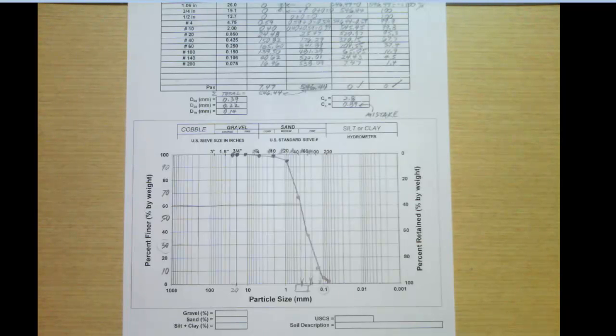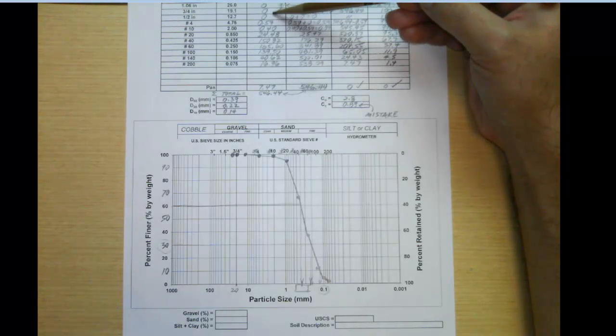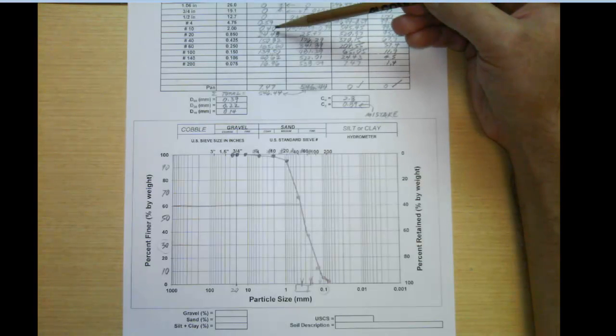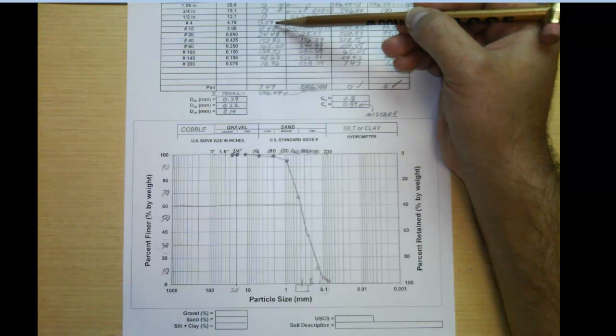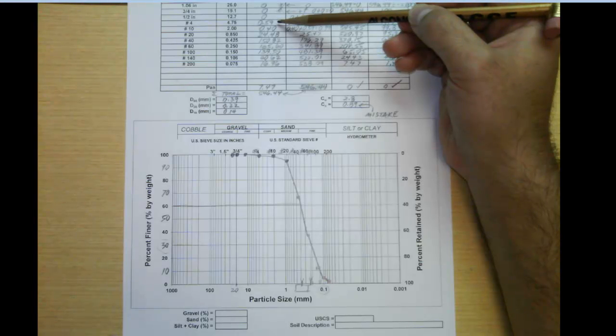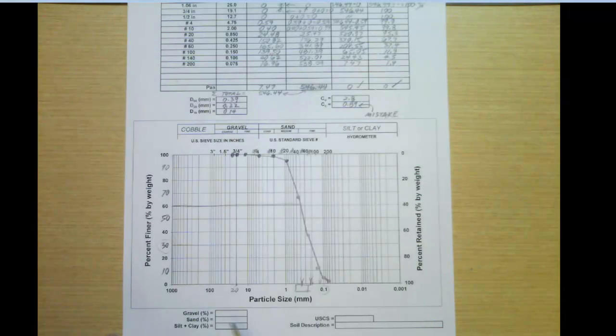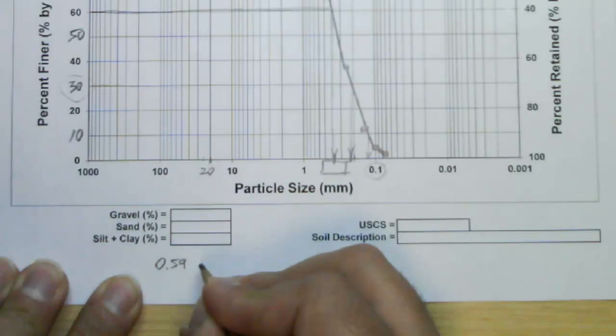Okay. So the percent gravel refers to the material that is retained up to and including the number 4 sieve. So there are a couple ways you can do this. We know that up to and including the number 4 sieve, we have 0 plus 0 plus 0 plus 0.59 grams of material. So to calculate this amount of gravel, we could do 0.59 grams in this case, right?